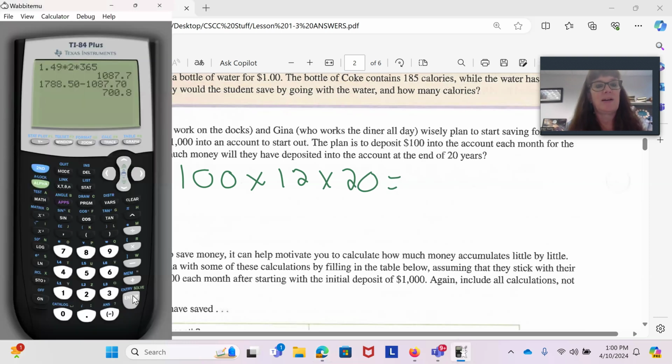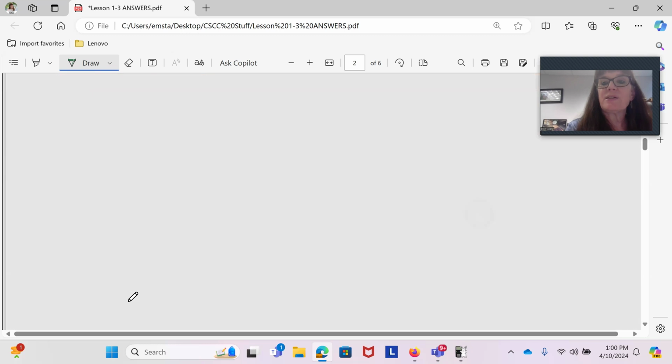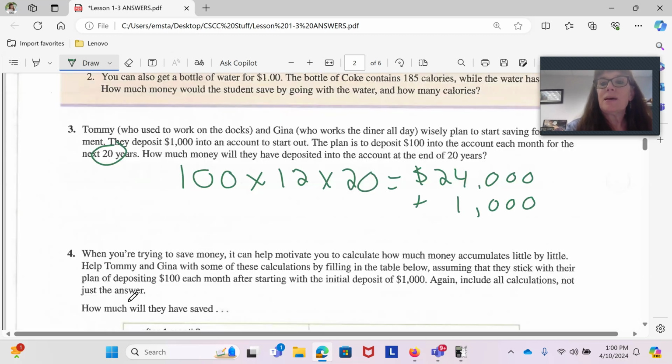And I'm going to do that in my calculator. I'm depositing $100, 12 months a year for 20 years. And we have that we will have deposited $24,000. And then we have to add to that the initial $1,000 payment they made. So we're going to add $1,000 to that. And we get that we will have deposited at the end of 20 years $25,000. That's a good amount of money.